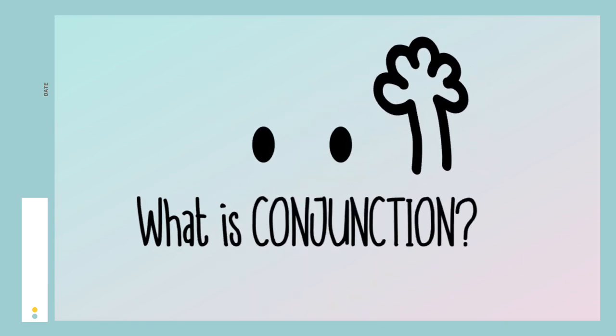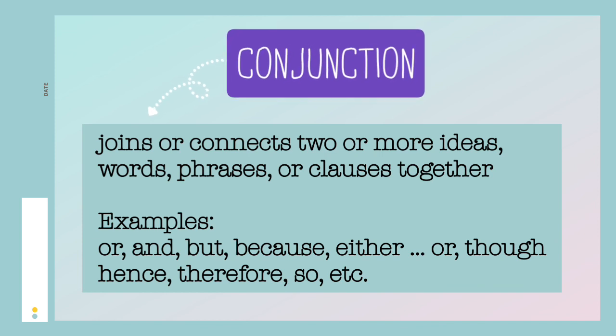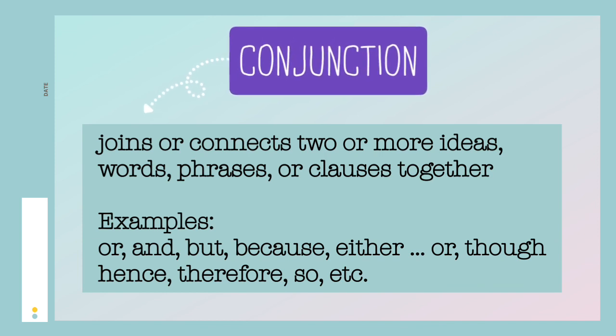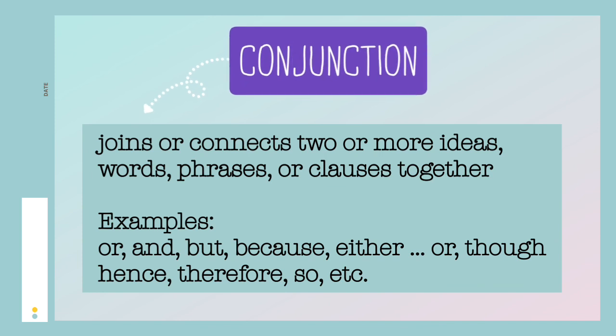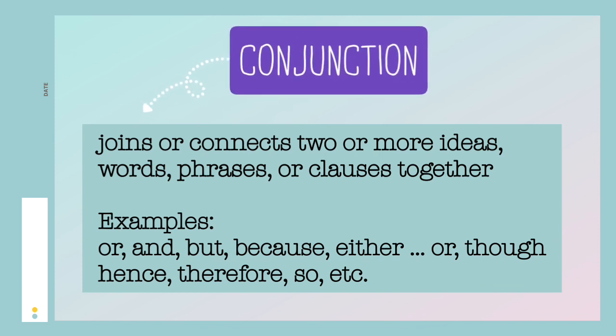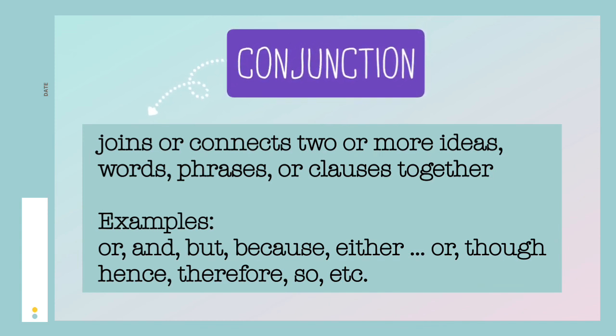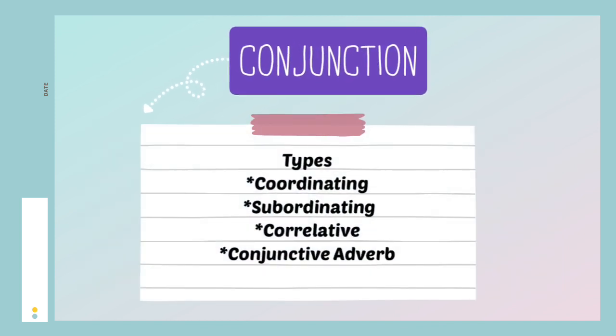What is conjunction? Conjunction joins or connects two or more ideas, words, phrases, or clauses together. So, the function of conjunction, it combines two or more ideas, words, phrases, or clauses. Anyway, the examples of conjunction are the following: or, and, but, because, either or, though, hence, therefore, so, etc. There are 4 types of conjunction.